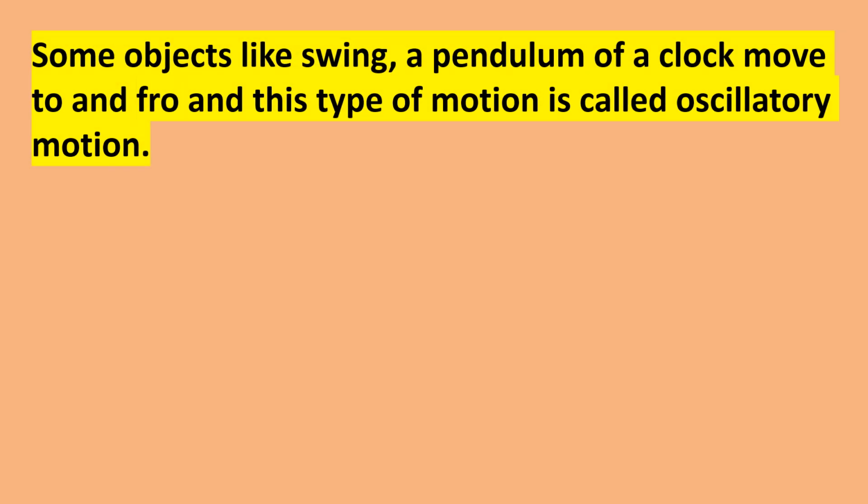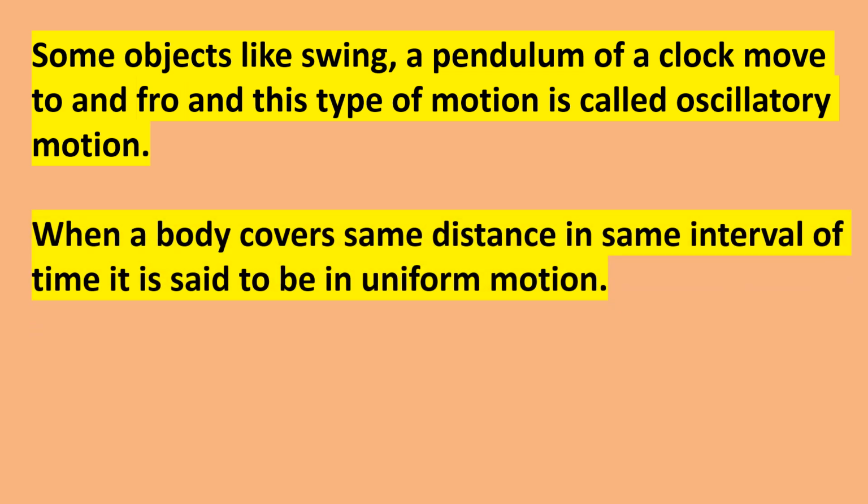Some objects like a swing or the pendulum of a clock move to and fro, and this type of motion is called oscillatory motion. So when an object moves in a to and fro position like a swing, जैसे झूला जो है वो आगे जाता है फिर पीछे जाता है, so this is called to and fro position. The pendulum of a clock also goes forward and then backward, right and left. So this kind of motion is called oscillatory motion, when an object moves in to and fro position.